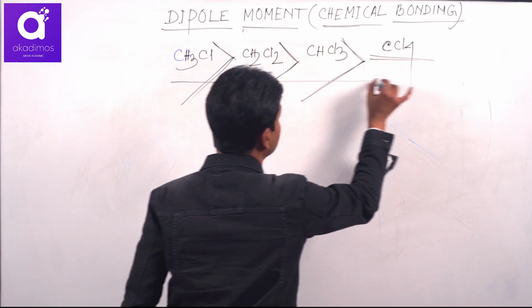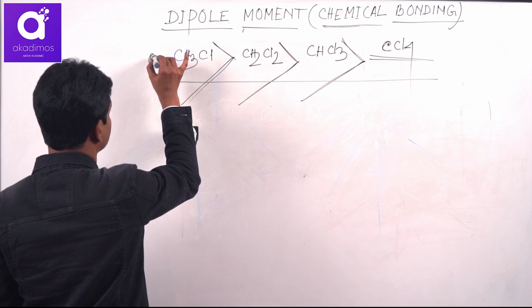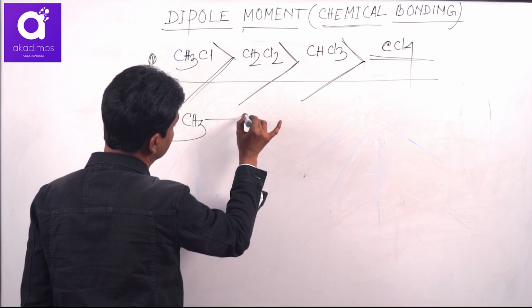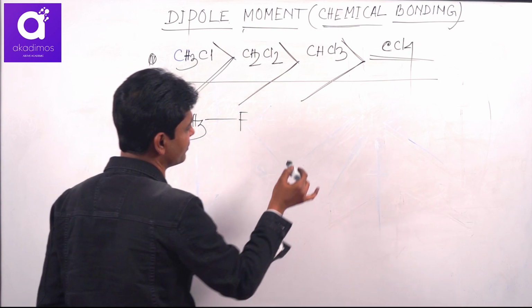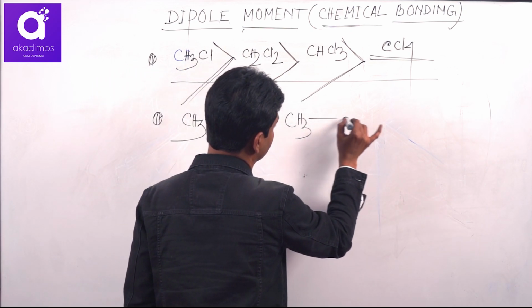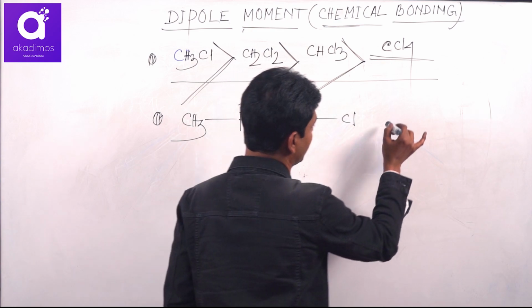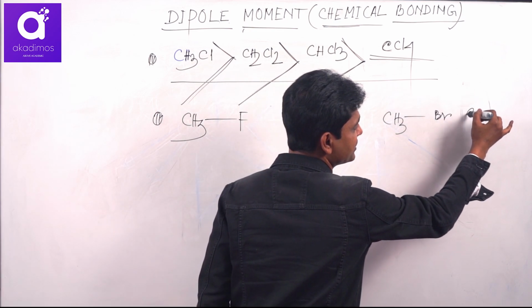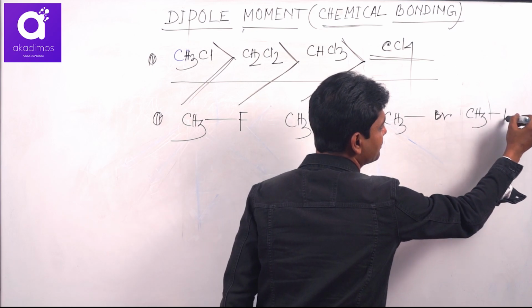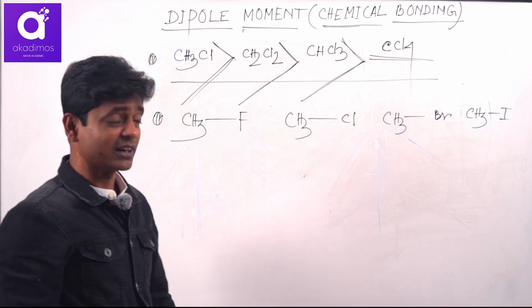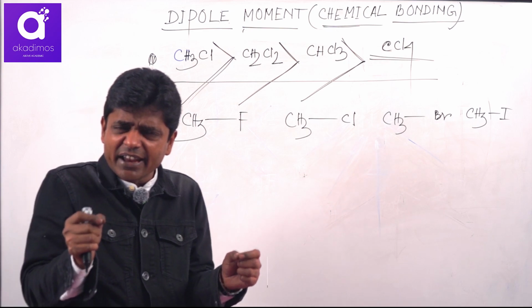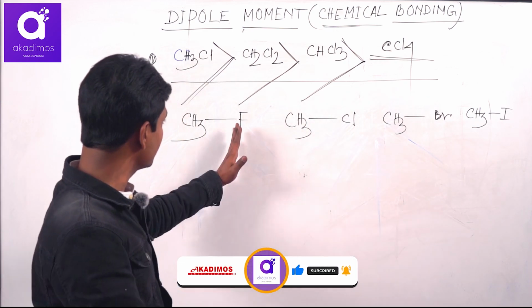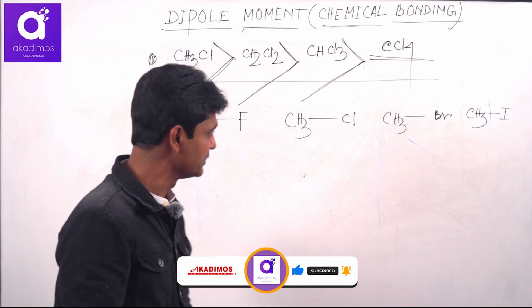Now another example, if I compare the dipole moment, is a very common question. CH3F methyl fluoride, CH3Cl methyl chloride, CH3Br methyl bromide and CH3I methyl iodide. An important example. If I do consider only the charge separation, remember fluorine is most electronegative.